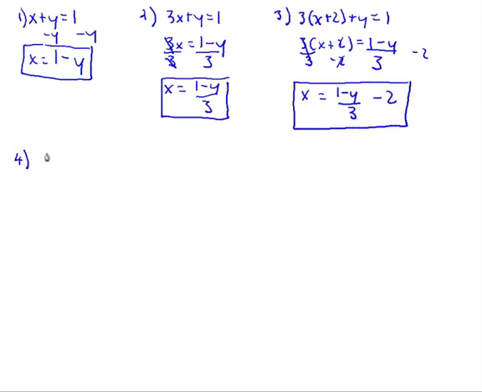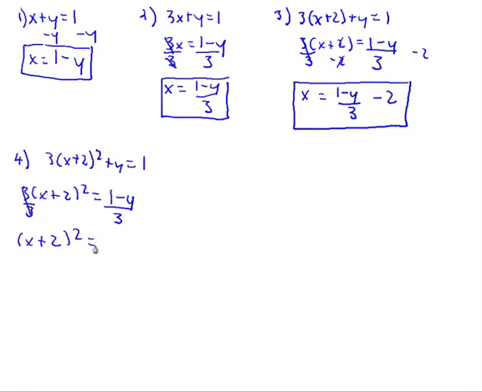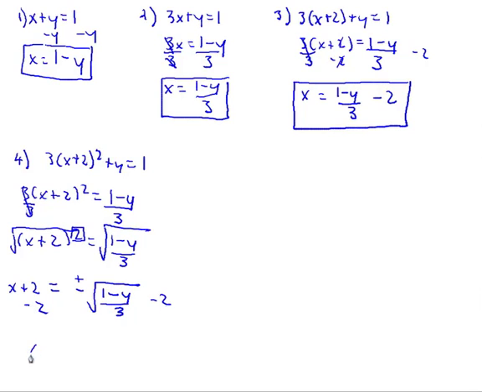So for the next equation, we have 3(x plus 2) squared plus y is equal to 1. And we have 3(x plus 2) squared is equal to, well, we put the y to the other side, so that's 1 minus y. We divide both sides by 3. So we have (x plus 2) squared is equal to (1 minus y) over 3. Now, in order to get rid of that squared, we're going to root both sides. So that gives us x plus 2 is equal to plus or minus the root of (1 minus y) over 3. Now we subtract 2 on both sides, so we have x is equal to plus or minus the root of (1 minus y) over 3, minus 2.